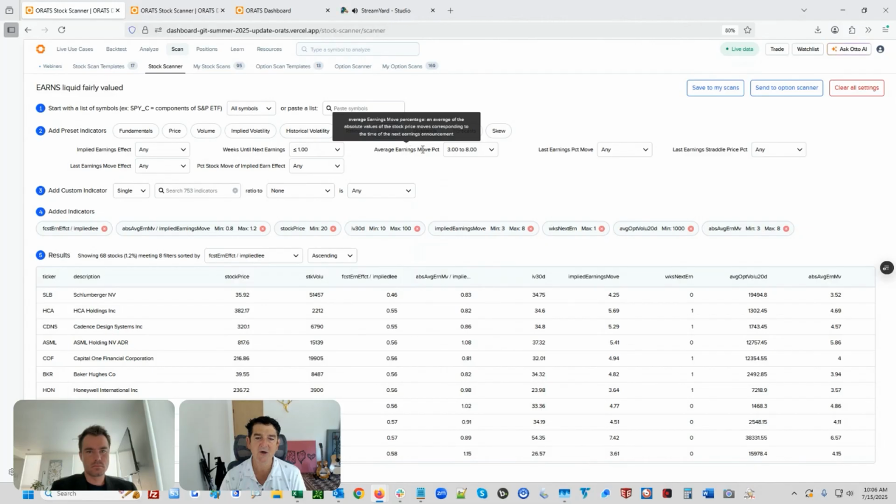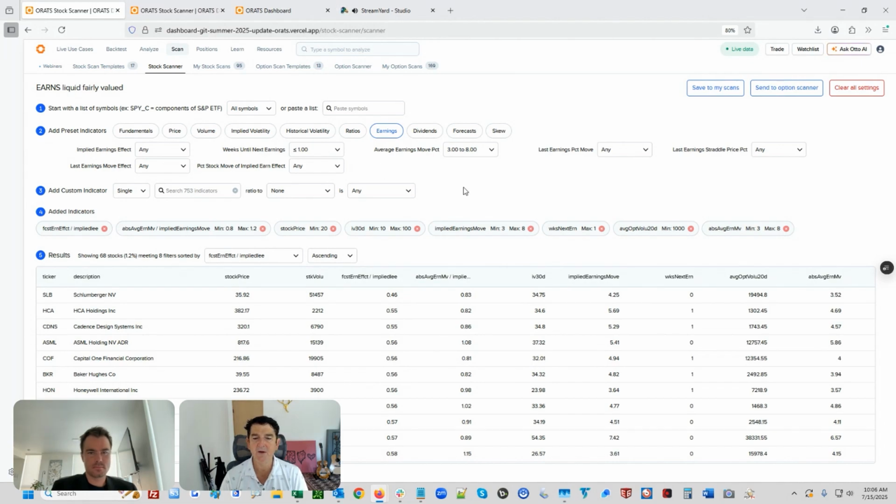So the average earnings move, we could look at that in the earnings for one of the stocks that we like, Tyler. But the average earn move percent is the last 12 earnings moves after earnings are announced, and average those. Yeah, that's a pretty interesting indicator. Cool to see that one in here. Yeah.